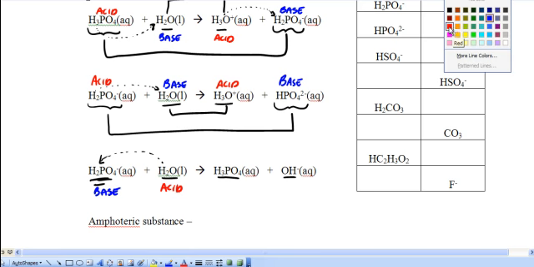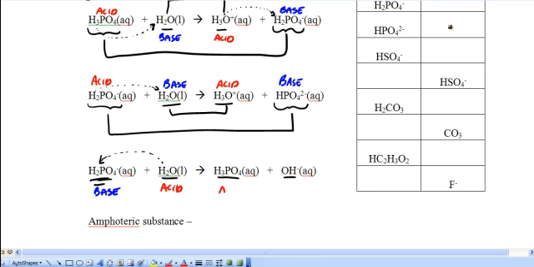In the reverse reaction, this will behave as the acid, and the hydroxide will be behaving as the base, the conjugate base of water. So of course, these two are the conjugate pair, and these two are the conjugate pair.